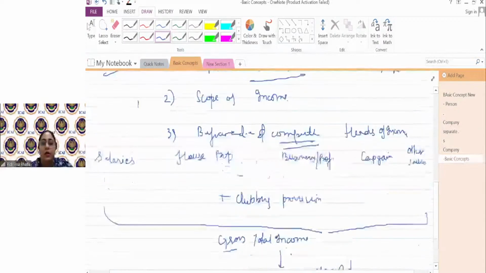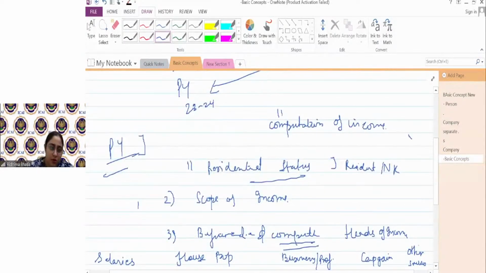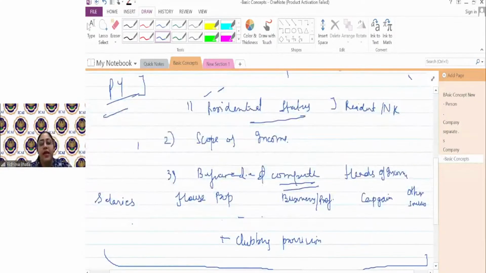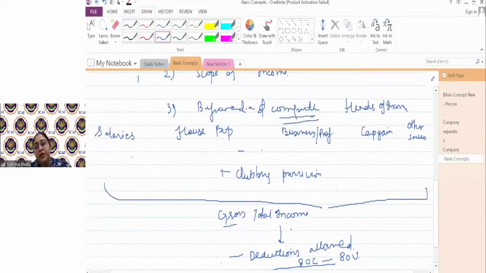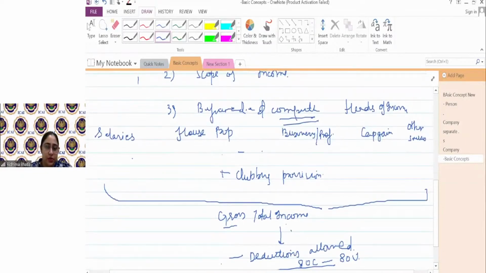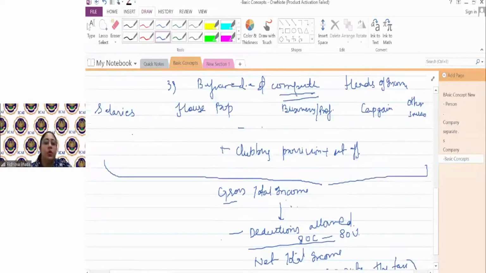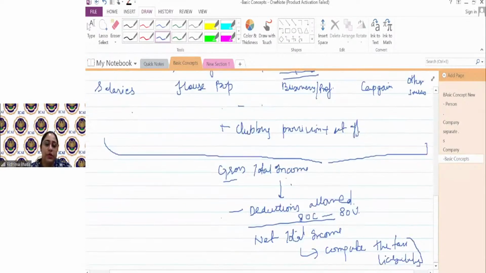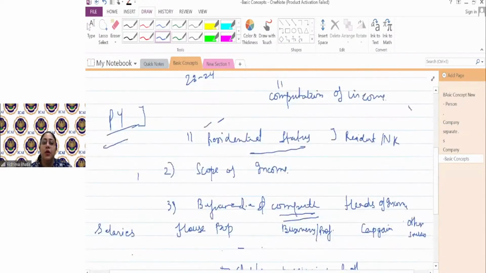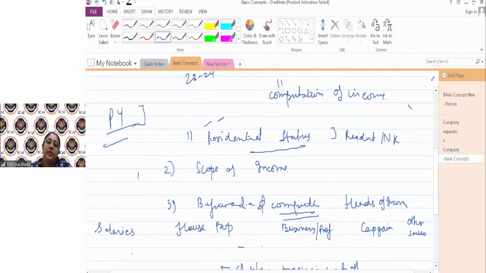So from here onwards, your journey to the next chapter starts. And this is how your chapters are also: residential status, scope of income, different heads of income. Once the different heads of income are covered, clubbing and set off provisions. Then you will come to gross total income, then deductions from gross total income, and then computation of tax liability. This is how incomes are computed, and it is for everyone, not just you, not just me.